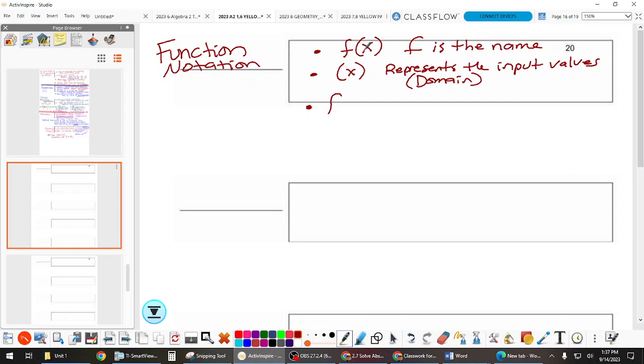But up here, take off the X part. I don't want this twice. So F, just put F. Then down here, let's put the X with it, and that is the output values. And it's the range.